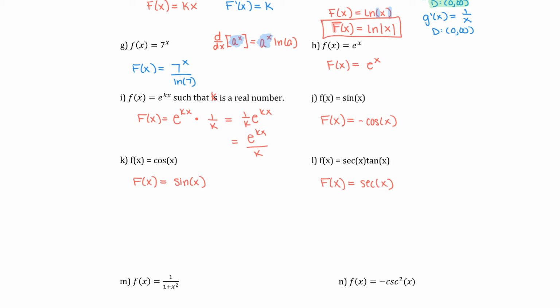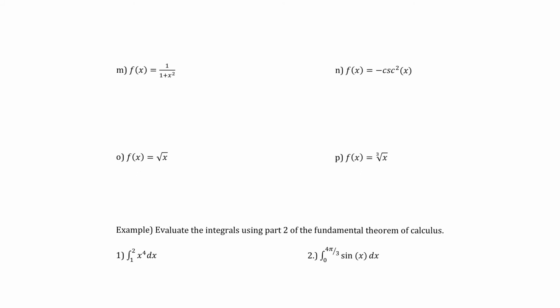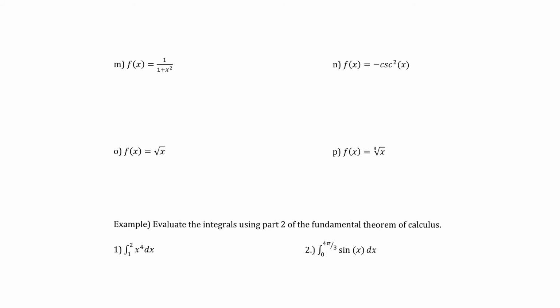Let's take a look at the next one. So I have f of x equals 1 over 1 plus x squared. You may not recognize this one. It's not super common, but I do think back hard. Definitely learned it back when we were learning derivatives. This is the derivative of the arctan function, or tangent inverse. So the antiderivative is tan inverse of x, or arctan of x.